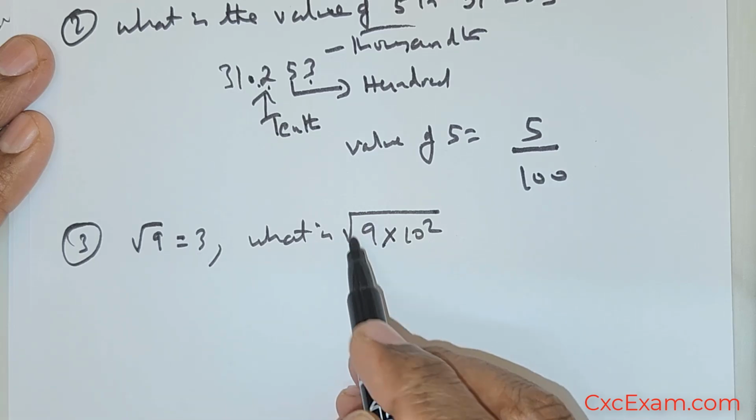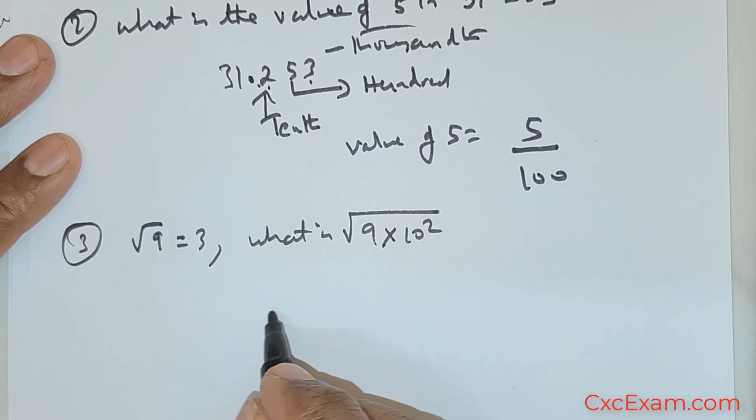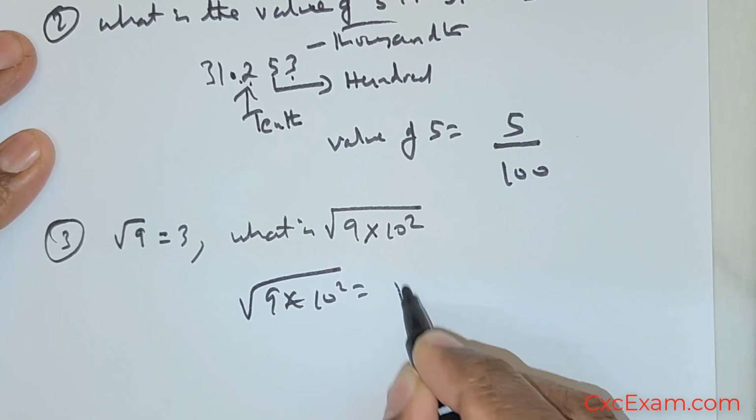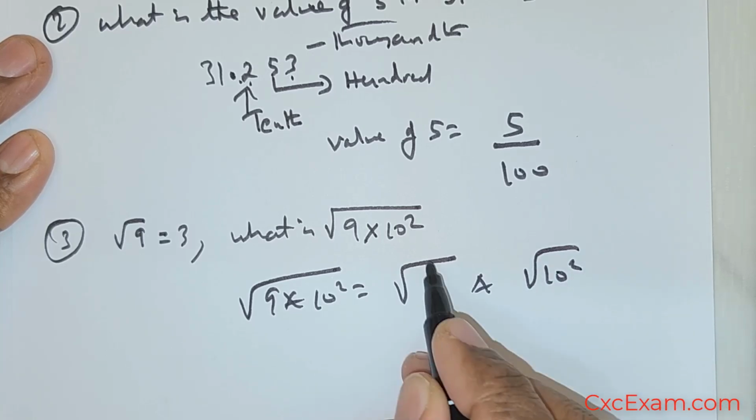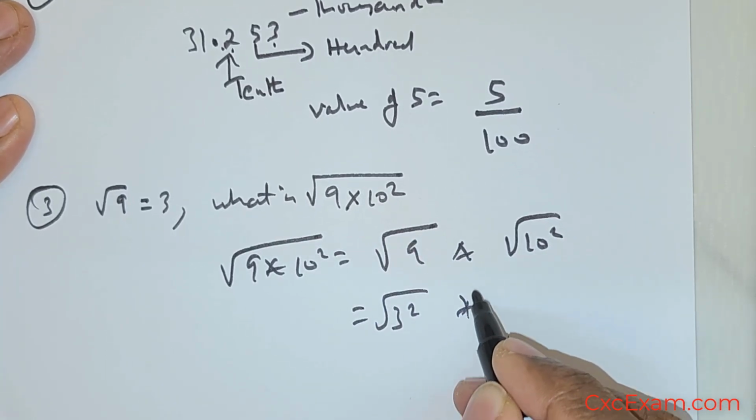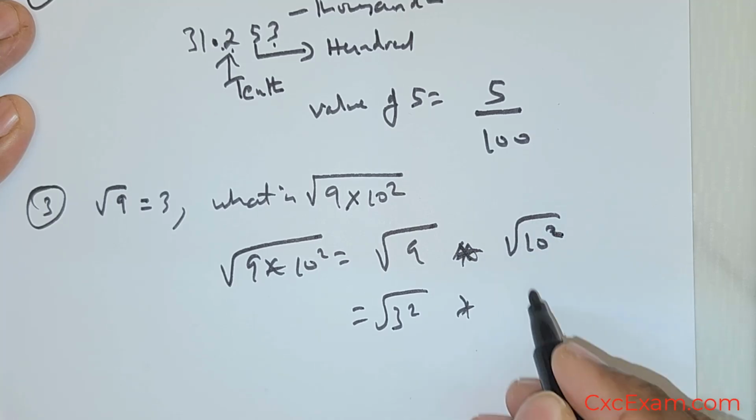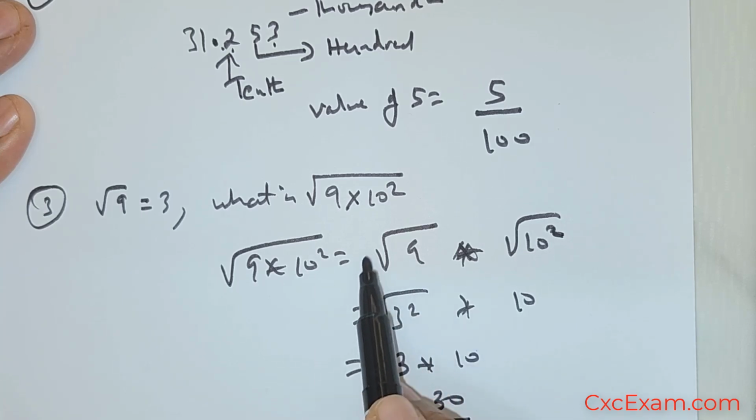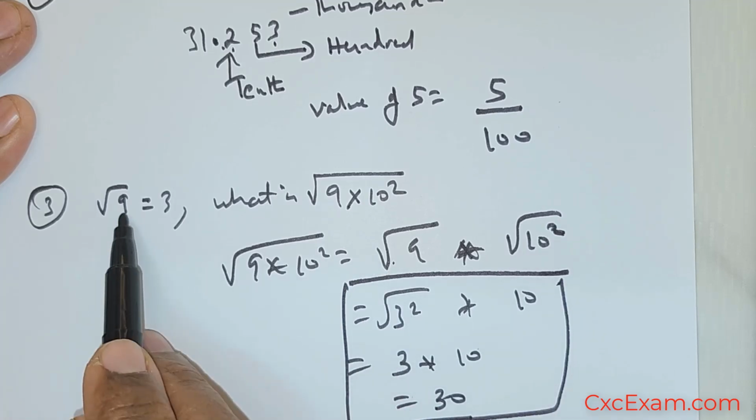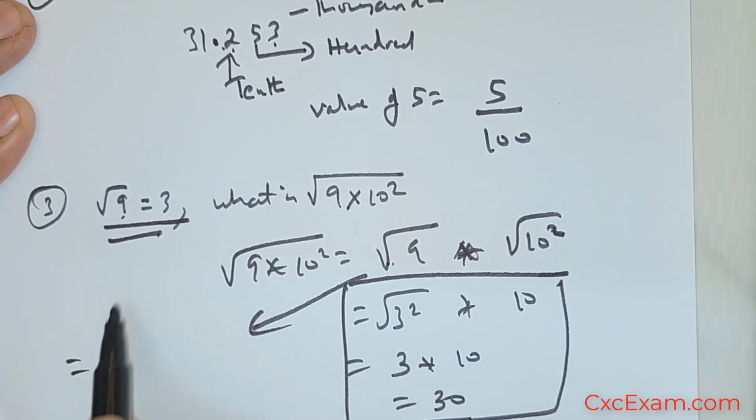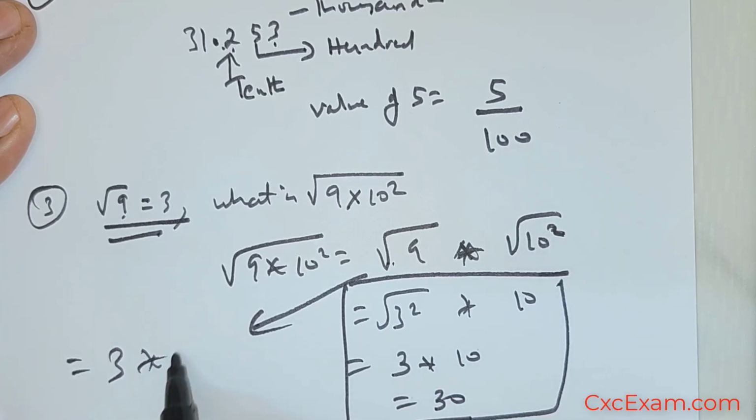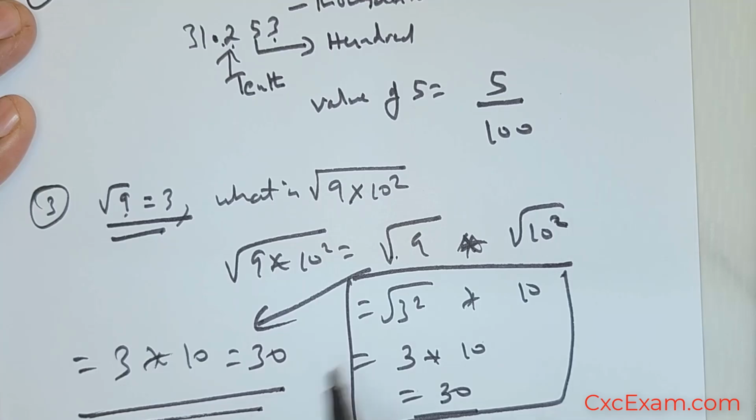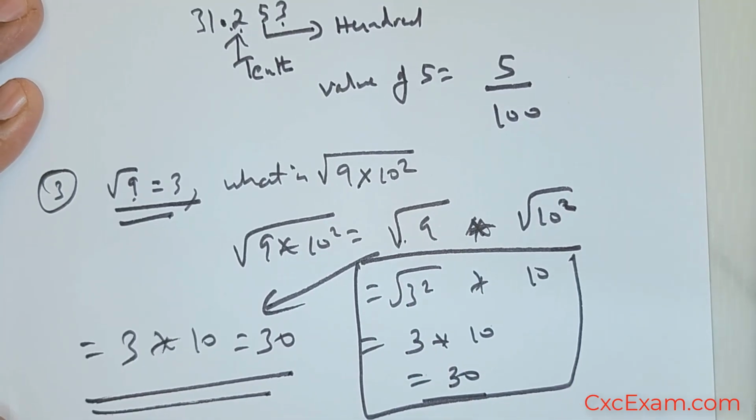Now we are given root of 9 is equal to 3. We are expected to find square root of 9 times 10 squared. So root of 9 times 10 squared is rewritten as root of 9 times root of 10 squared. Square root of 9 is 3, and square root of 10 squared is nothing but 10. So you have 3 times 10, which is equal to 30. Now directly you can obtain the solution from this point. Square root of 9 is 3, square root of 10 squared is 10, so 3 times 10 is 30. So either like this you can flow or like this. So that's the solution for this question.